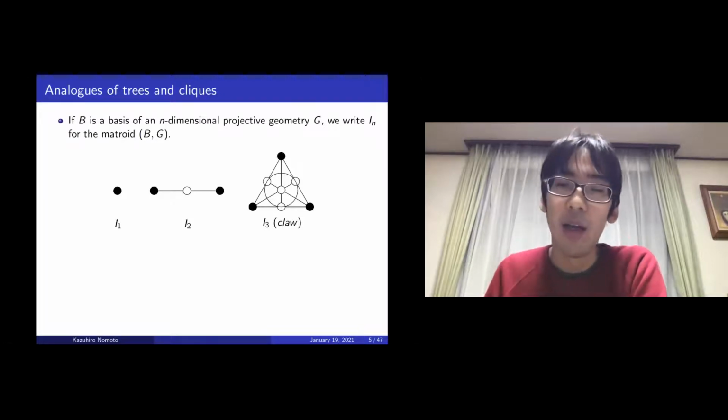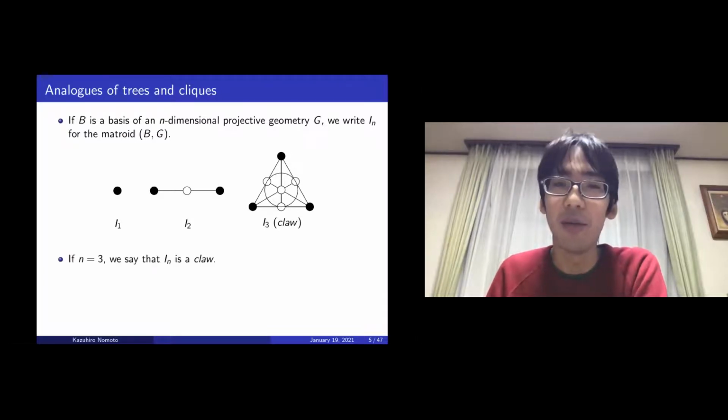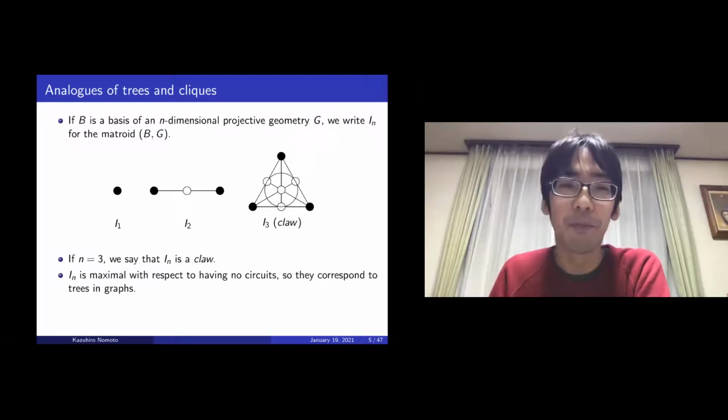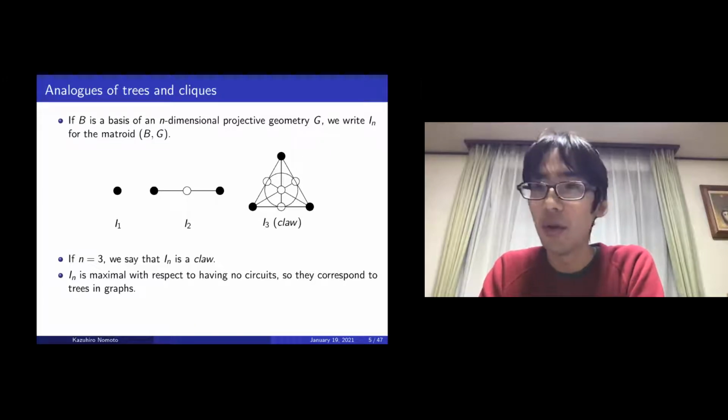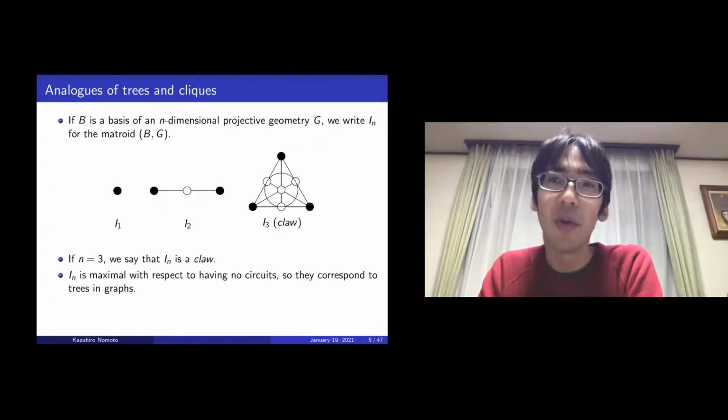So those are my candidates for trees. When n is 3, I_3 is a claw. And the reason is that they have the property that they are maximal with respect to having no circuits. So if you introduce any additional point into these matroids, then that will create a dependency. So they're like trees in that regard. So I'm going to use them as trees.